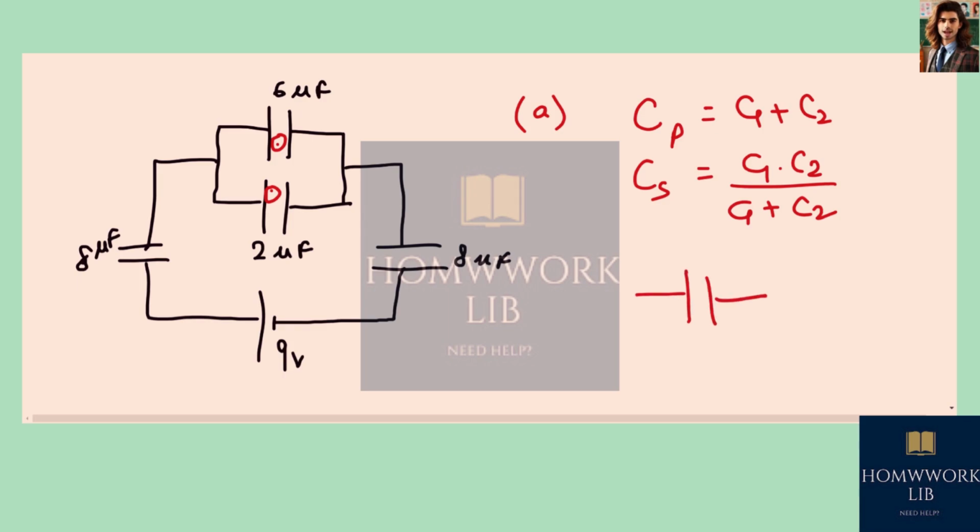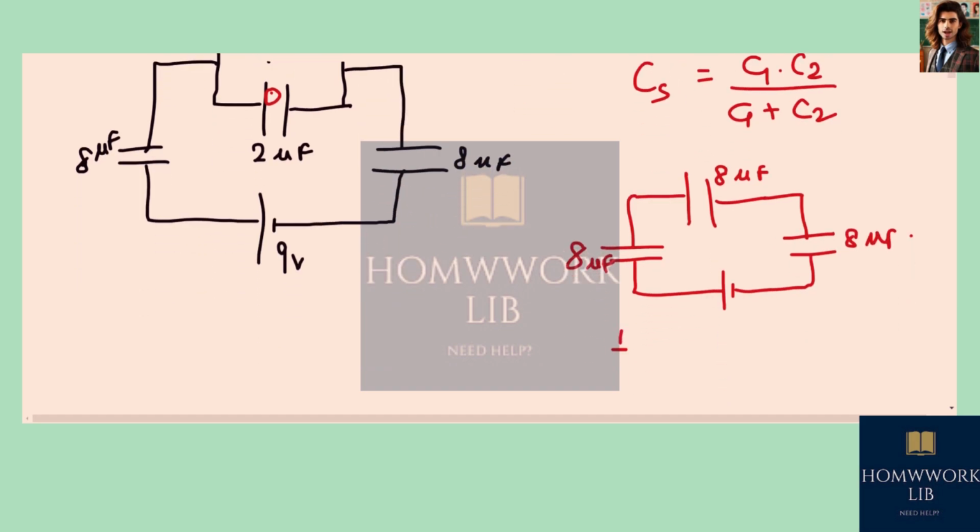6 plus 2, that is 8 microfarad, and this 8 and this 8 and this 8, these three capacitors are now connected in series. So the net capacitance will be now 1 by C1 plus 1 by C2 plus 1 by C3 is equal to 1 by C in series.